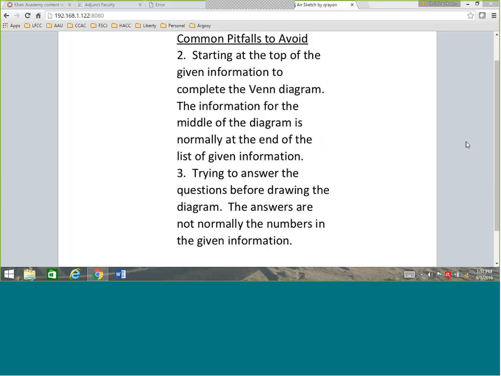Another common mistake is starting at the top of the given information to complete the Venn diagram. You really want to start in the middle of the Venn diagram, so that means going to the end of the list of information and working your way up.